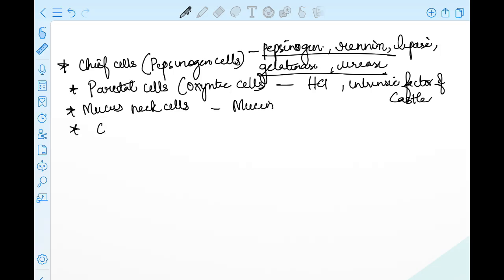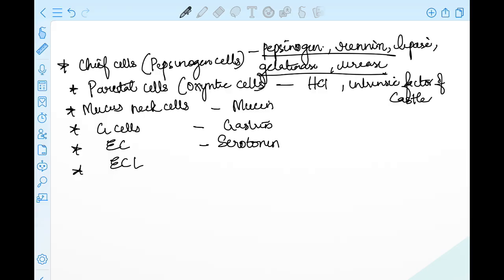Then we have the G cells. I told you the G cells produce gastrin, and there are EC cells as well as ECL cells. The EC cells, that is enterochromaffin cells, produce serotonin, and ECL cells, which are enterochromaffin-like cells, produce histamine.